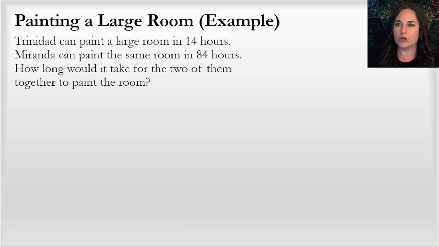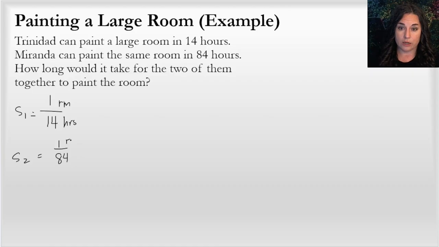Another problem I have here is just setting up the large room one. To me, this is very similar to the river problem. It says Trinidad can paint a large room in 14 hours. Miranda can paint the same room in 84 hours. How long would it take the two of them to paint the room together? So the speed of one is one room in 14 hours. The speed of two is one room in 84 hours.